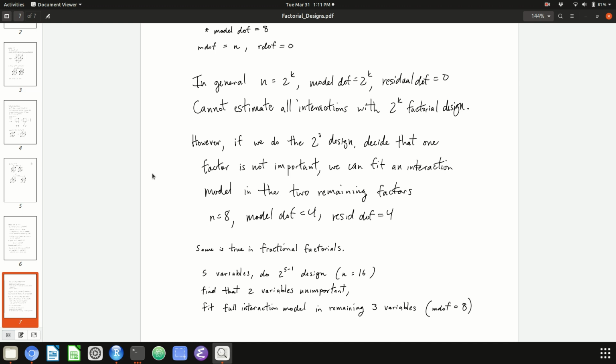So the half fraction, you do half of them. There is such a thing as a quarter fraction where you do a quarter of them, but you do have to be careful about how you pick which half to run, and there's a logic behind that. So the logic is that in the half fraction, if you deleted one of the variables, you're left with a full factorial design in the remaining variables.